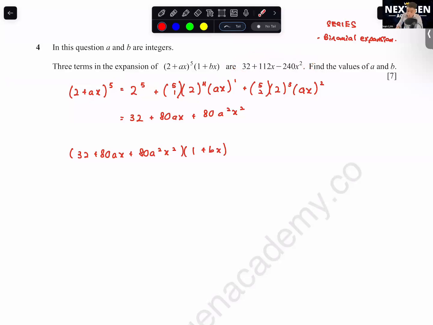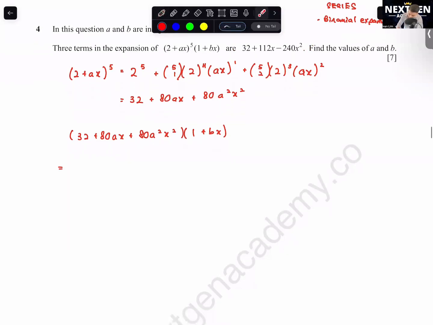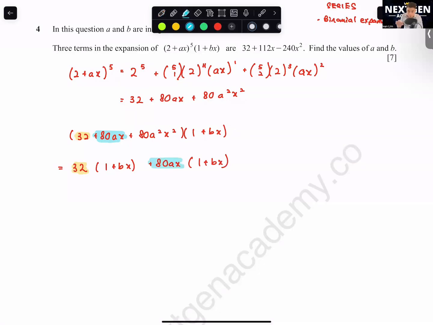Okay, another thing what I like to do is like this. I will just rewrite it again. Instead of me drawing so many lines like that, this is what I like to do. I write first term, so 32 multiply 1 plus bx. Okay, so I write like that first. 32, 1 plus bx. Then I write plus 80ax, 1 plus bx. Okay, so whatever your cross multiply, I write it out. This is so that it's clearer for you to process also. Your brain is easier to process rather than you calculate everything in your head.